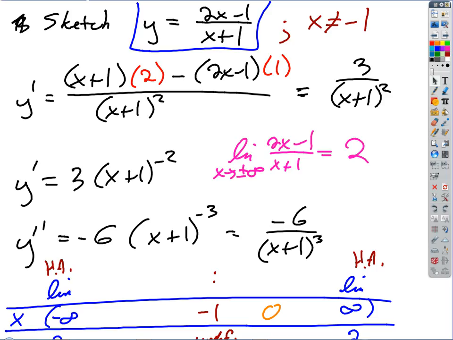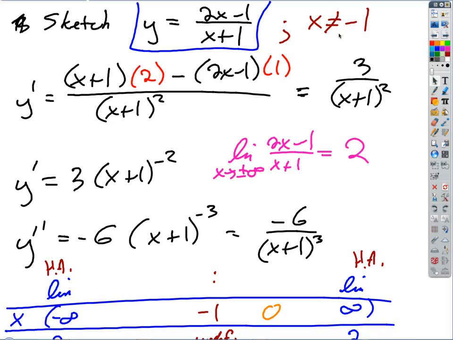But we did have a discontinuity in the function that we decided was a vertical asymptote. And why was x equals negative 1 a vertical asymptote? Bottom is 0, but top is not 0. Good, okay? Perfect. So we had a vertical asymptote. We've got a new technique.